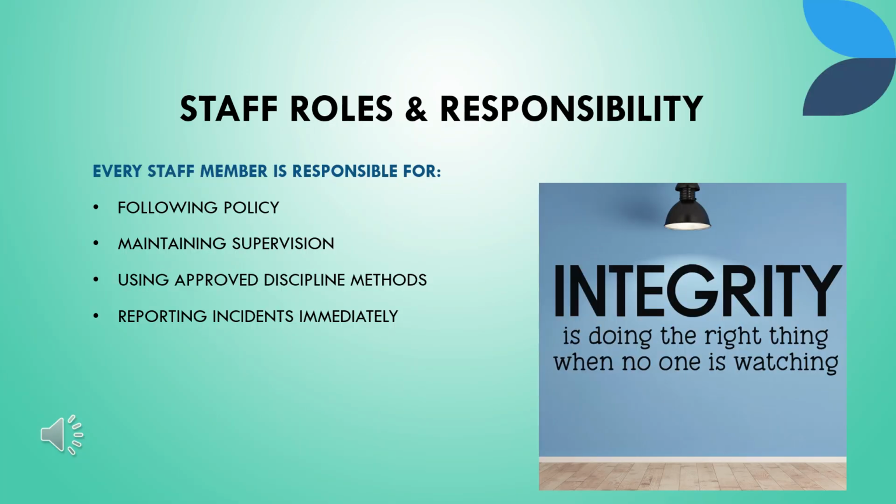Staff roles and responsibilities. Every staff member is responsible for the same thing really here: following policy that we all read and were trained on, maintaining supervision of the youth, making sure that we monitor the kids and kids aren't just wandering the halls by themselves or going places unmonitored. Using approved discipline methods. Well, what are our discipline methods? Our goal is not to punish. We've talked about that. With TBRI, we're not here to punish the kids. We're not here to restrict their lives and make their lives like a military or prison setting.